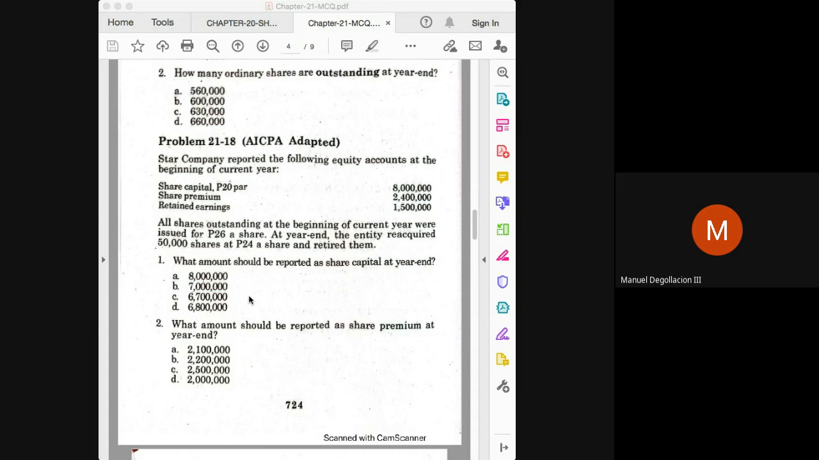With this, you can actually compute for your issued shares. If your total share capital is 8 million and the par value is 20 per share, that means 400,000 shares were issued. We can be sure of that because the amount that will enter our share capital account will simply be the par value equivalent of our issued shares. So there are 400,000 shares issued.